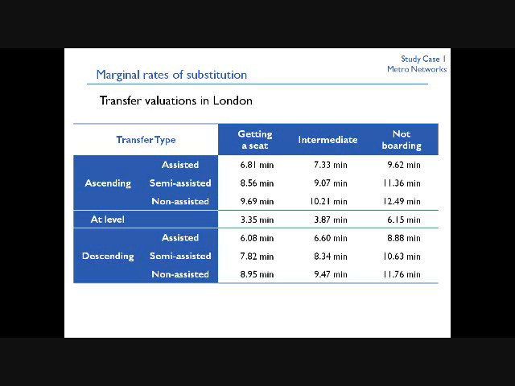We can see that the best possible transfer in London is a transfer at level, when maybe you can get a seat, and that transfer is valued at 3.35 minutes of in-vehicle time. And the worst possible transfer would be an ascending transfer, non-assisted, where maybe you won't be able to board, and you have a valuation of 12.5 minutes of in-vehicle time. That's the transfer people are willing to travel more to avoid.